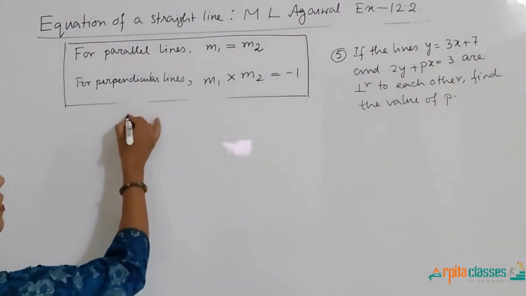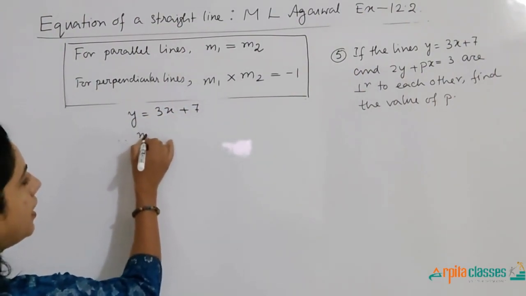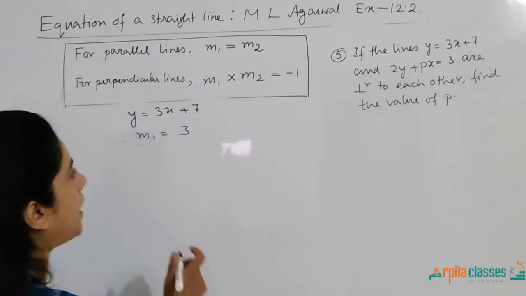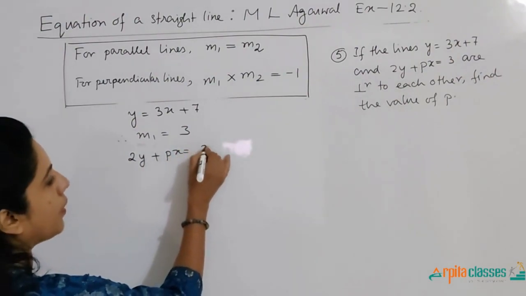Let us do this. The first line is y is equal to 3x plus 7. So from here clearly we get m1 is equal to 3. Slope of the first line is 3. And the second line, 2y plus px is equal to 3.